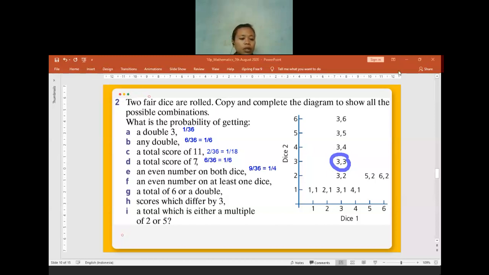Okay, if no one asks me any question, I will move to question F. An even number on at least one dice. Is that half? No, not a half, because it is at least an even number on at least one dice. So it means both of them can be even numbers, or only one of them can be an even number. It's not a half.